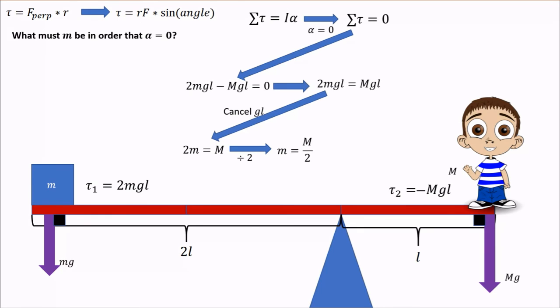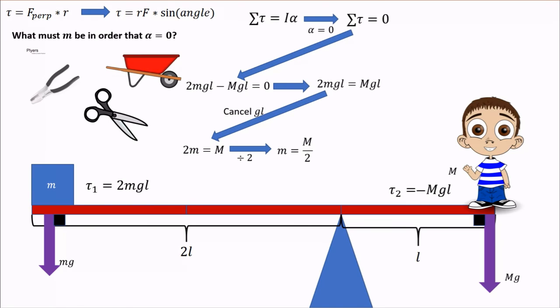This phenomenon of needing minimal force to cause a lot of torque is called leverage, and is used in all sorts of everyday tools, like scissors, pliers, wheelbarrows, and much more.